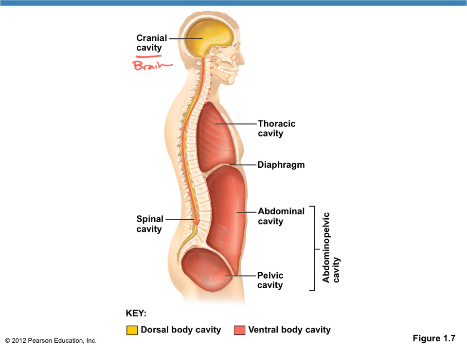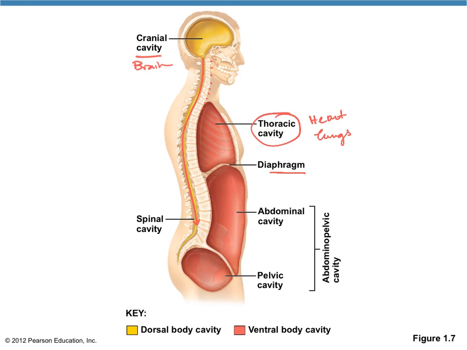And then the thoracic cavity is here, so this is where your heart and your lungs reside. And then it's separated from the abdominal or abdominopelvic cavity by the diaphragm. That's the structure right here, and that's the muscle that allows you to breathe.